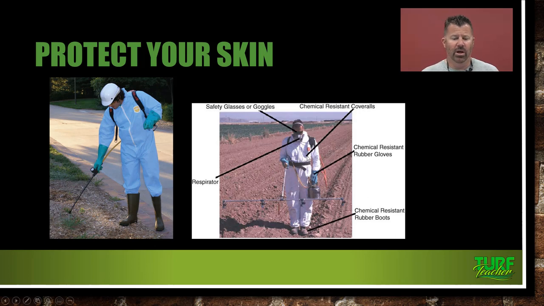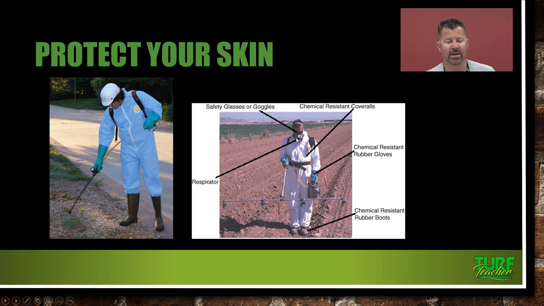The individual here to the right is wearing safety glasses, chemical resistant coveralls, chemical resistant rubber gloves, chemical resistant rubber boots, and he is also wearing a respirator. So he's spraying something a little stronger than his coworker here to the left. This is in the agricultural field, using a nice stainless steel hand sprayer. There's really no telling what he's applying there, but he's taking all the measures.